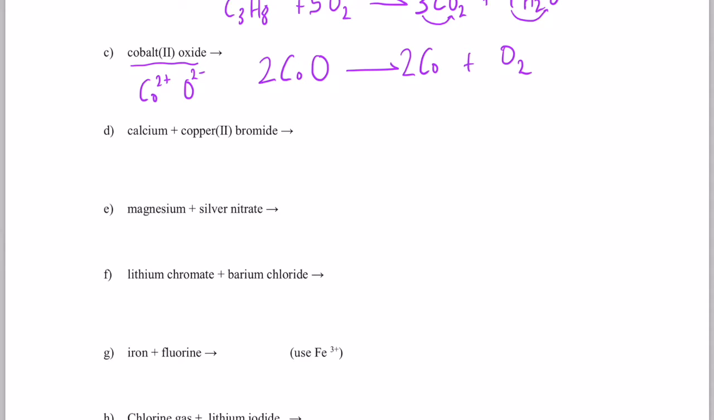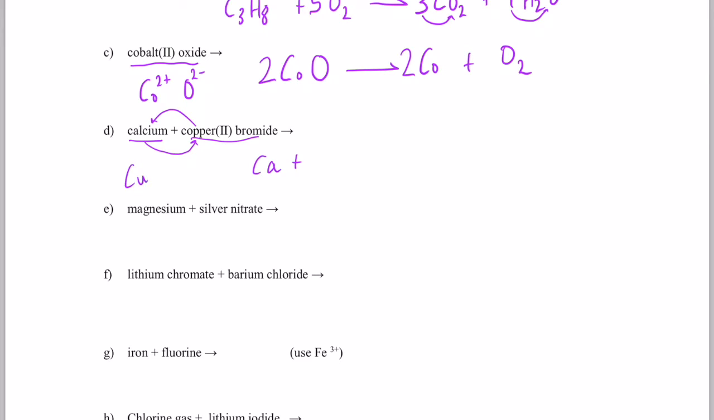All right, let's see, we have an element here, and then we have a compound. I'm thinking that this is single replacement, kiddos, where the metal will take the place of the metal in the compound, and the metal in the compound will now be by itself. So let's write this out. Calcium Ca, copper 2 bromide.